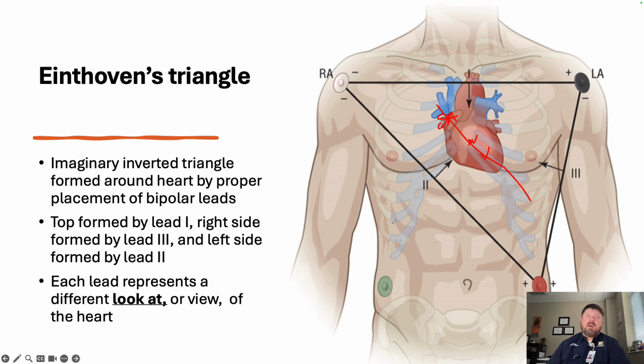Your lead 2 can tell you your lethal arrhythmias, and it can give you a basic view of what the rhythm is. Now, what you're going to have to do is get a 12 lead if you see something that's of concern in lead 2.